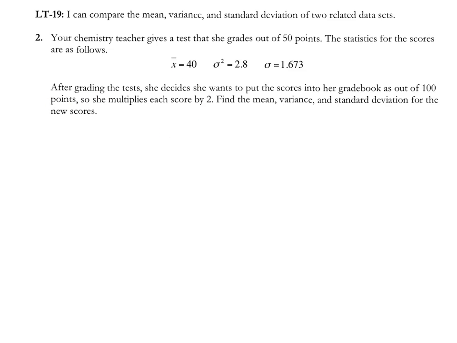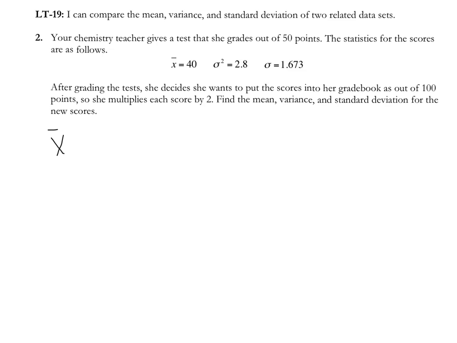So suppose that you had gotten a 40 out of 50, that's going to count as being an 80 out of 100. Or if you had gotten a 50 out of 50, that'll be put into her grade book as 100 out of 100. So she's just taking each score and she's multiplying it by 2 so that it's out of a different number of points. And we want to find the mean, variance, and standard deviation for the new scores.